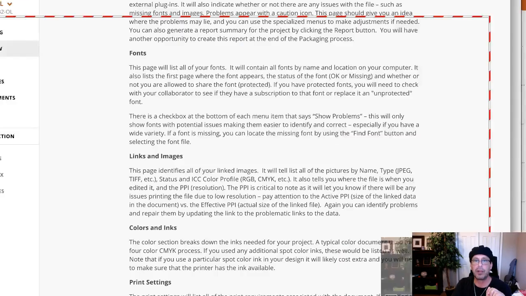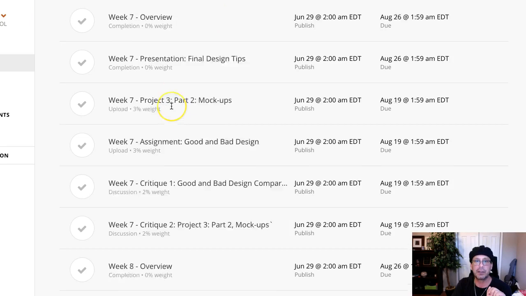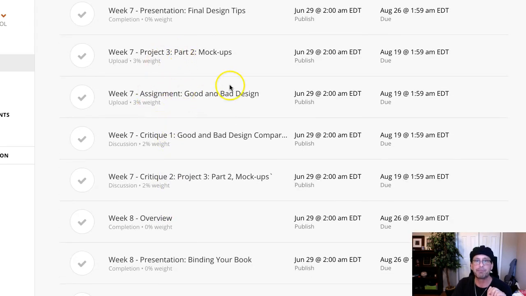At that point, we'll come back here and take a look at the week 7 assignment, good and bad design. Guys, that's super self-explanatory, so I don't really need to go through that. And then we have our critiques of good and bad design, and then our project with our mock-ups.